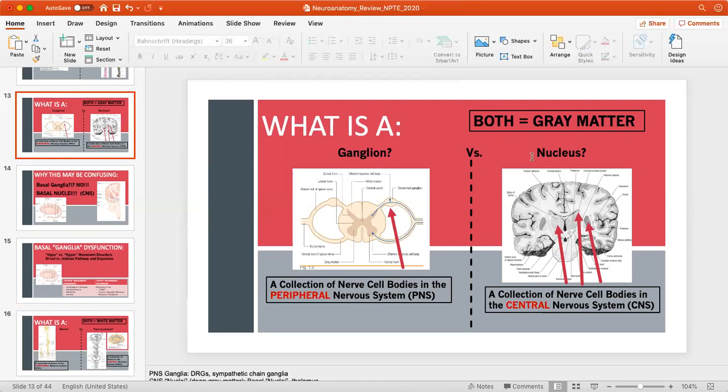Versus central nervous system, collection of nerve cell bodies, we're going to call a nucleus. So gray matter in the central nervous system, collection of nerve cell bodies, these are these nuclei. So we can see the thalamus, which is a collection of cell bodies. We can see some of these deep gray matter structures. So putamen, caudate, nuclei, although sometimes called the basal ganglia, which is confusing. They're technically nuclei because they're nerve cell bodies within the central nervous system, within the brain, deep gray matter structures of the brain.